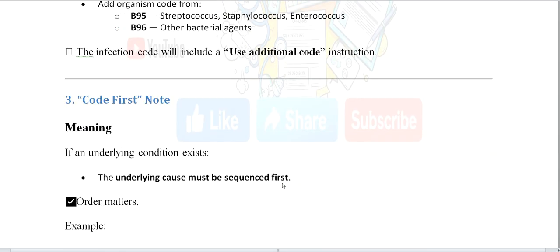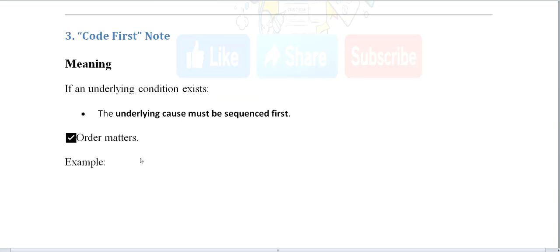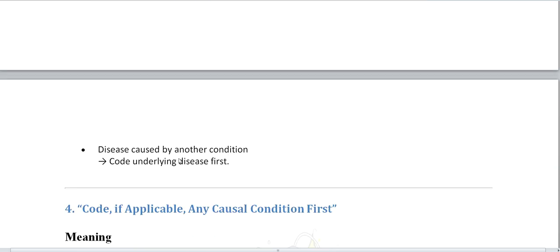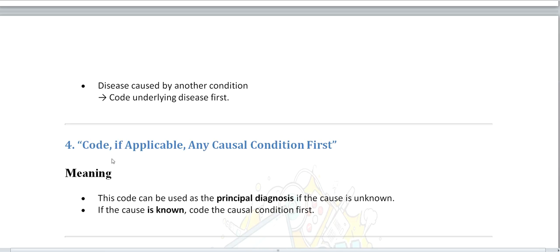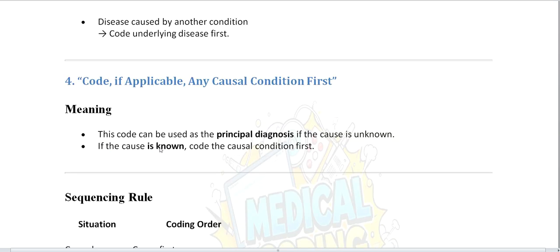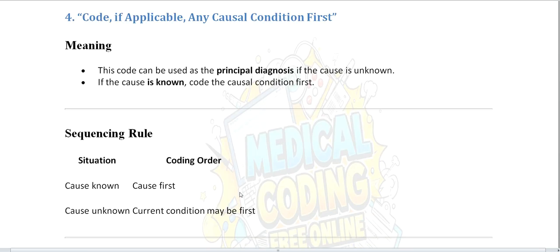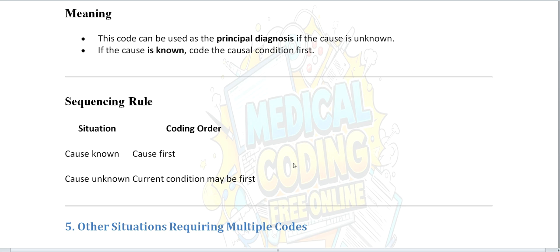The code first note means if an underlying condition exists, the underlying cause must be sequenced first. Other matters, for example, a disease caused by another condition: code the underlying disease first. So code, if applicable, any causal condition first, meaning it should be a code that can be used as a principal diagnosis if the cause is unknown. If the cause is known, code the causal condition first. For example, sequencing rule: cause known, cause first. Cause unknown, the current condition may be first.